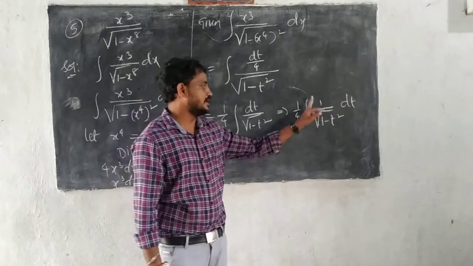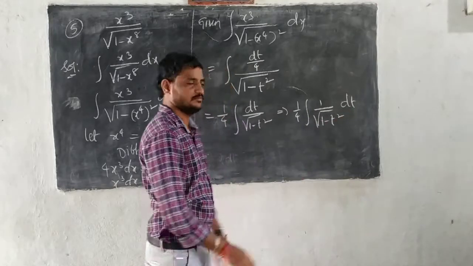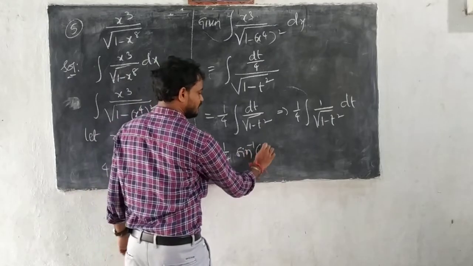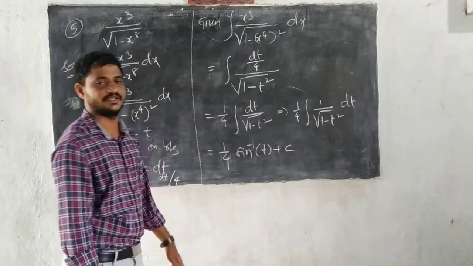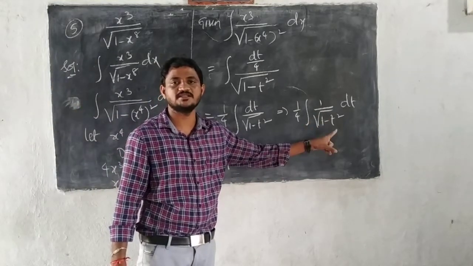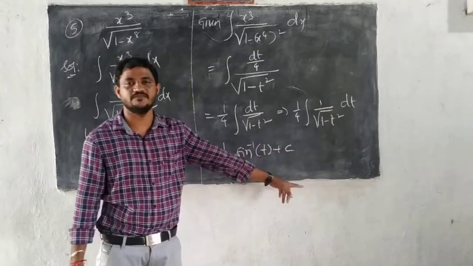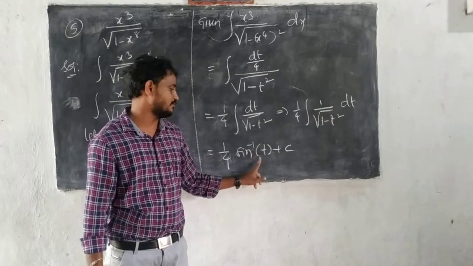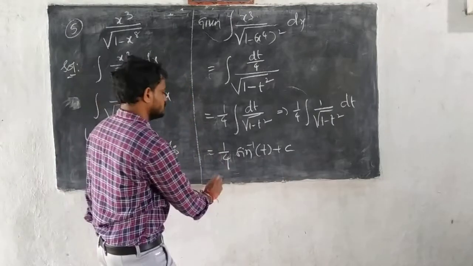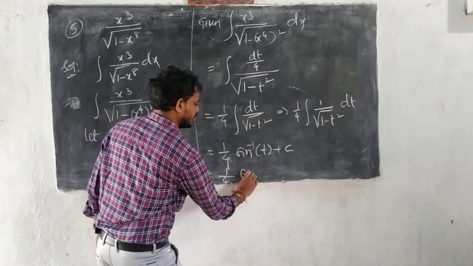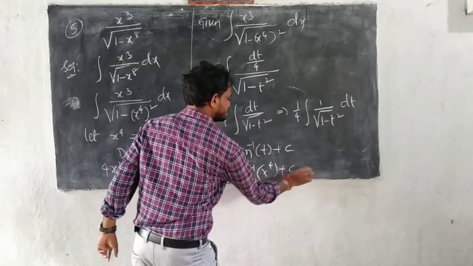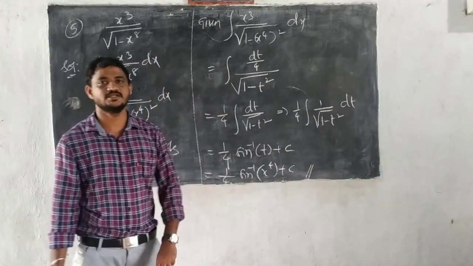So what is the integration of 1 by under root of 1 minus t square into dt? What is the standard formula? Integration of 1 by under root of 1 minus x square into dx is sin inverse of x. Here in place of x we have t, so we write sin inverse of t plus c. After integration we have to write the t value. So what is the t value here? X to the power of 4. So the answer is 1 by 4 sin inverse of x to the power of 4 plus c, where c is the constant of integration.